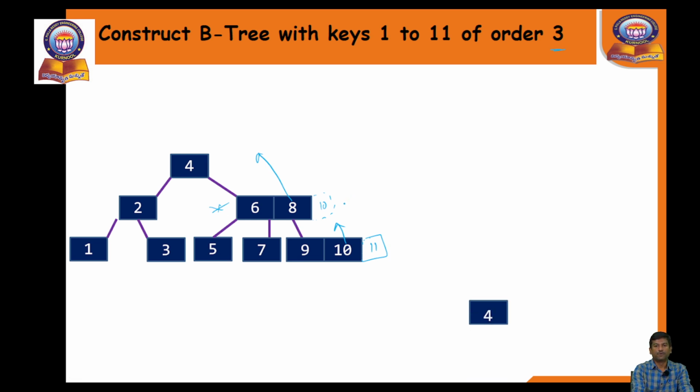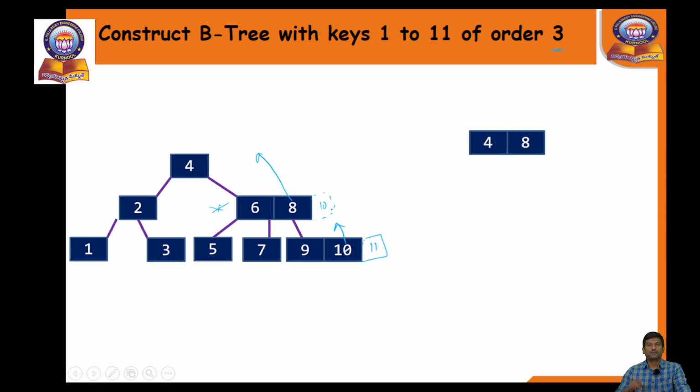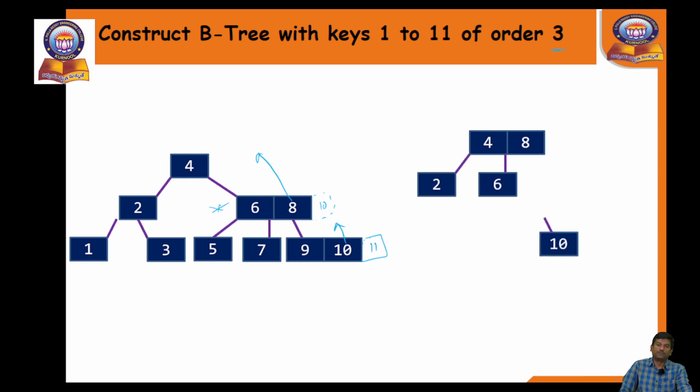So 4 and 8 become the root node. The keys 4 and 8 become the root node. The left child will be equal to 2, and the right of the key 4 will be equal to 6. The right of the key 8 will be equal to 10.